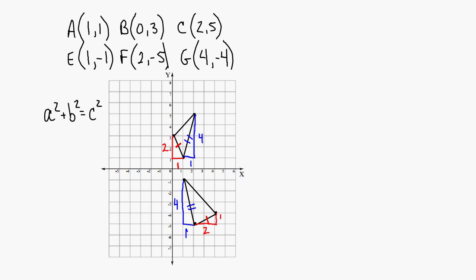Now let's look at the third leg. Vertical change. 2. Horizontal change. Vertical change. 3. Horizontal change. That's 3 and that's 3 and this one's 2 and that's 2. Are those two sides going to be congruent? No. Are the two triangles congruent? No. They are not congruent. Okay?